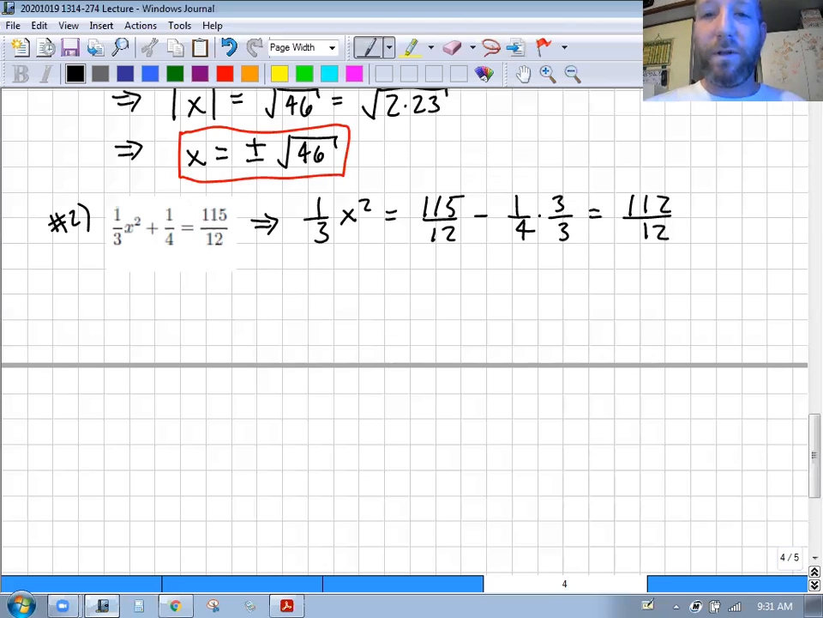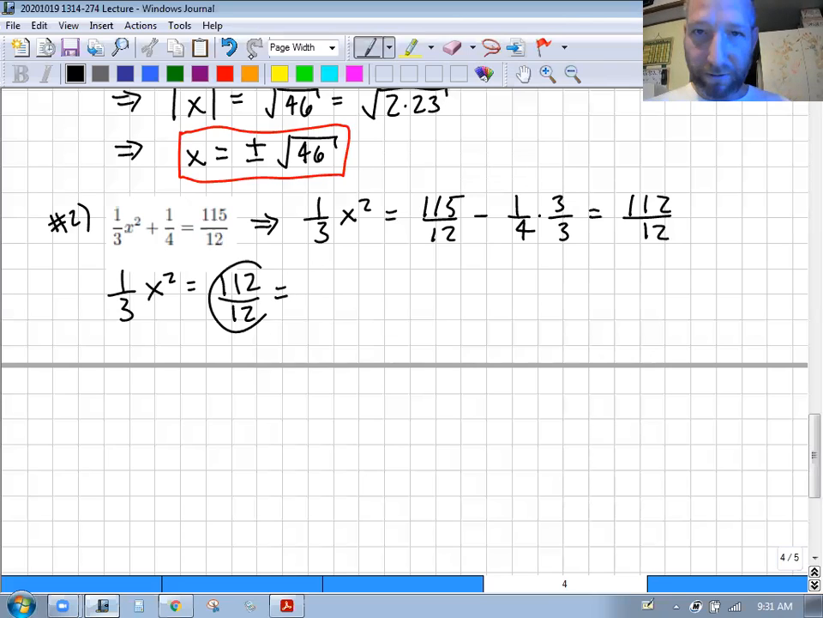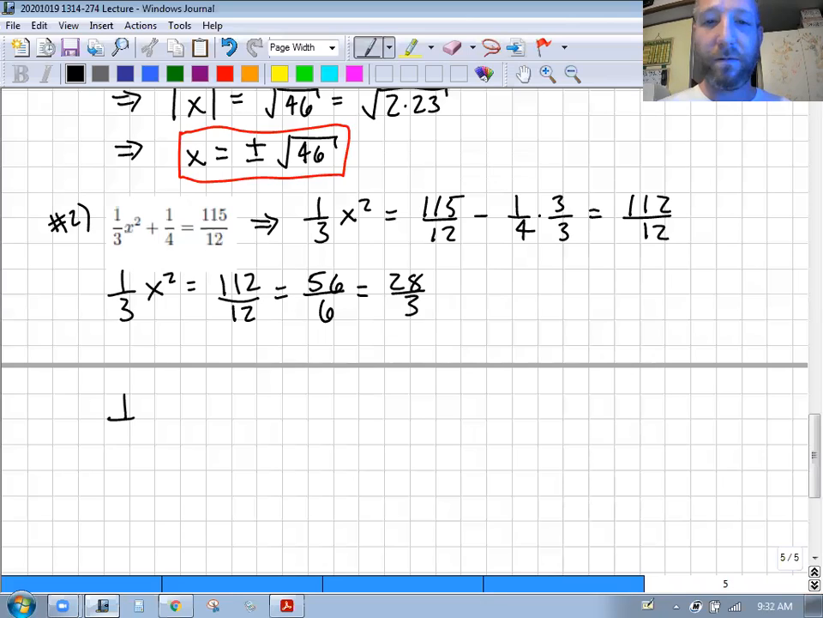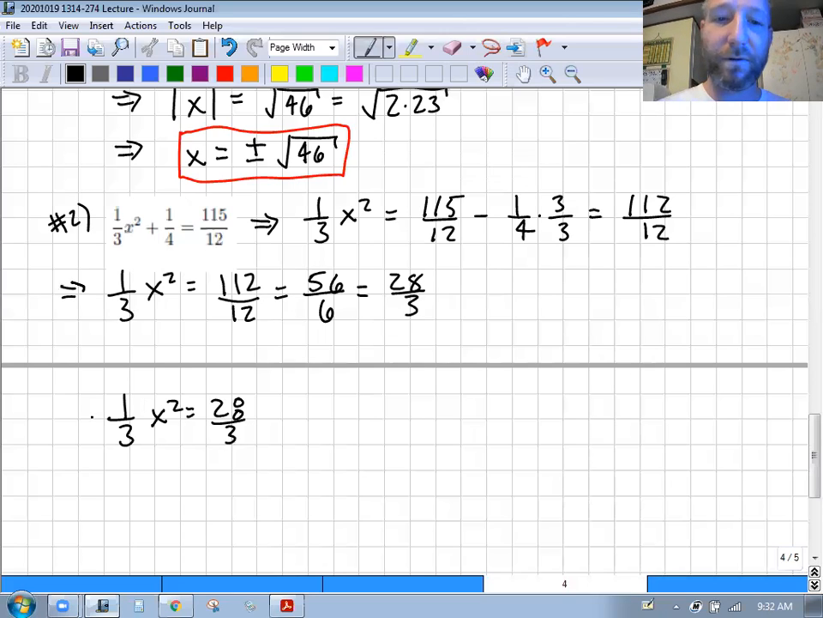So let's see if we got 1/3 x squared. We can reduce this, right? If we divide the top and the bottom by 2, this would be 56 over 6. We can reduce some more. This would be 28 over 3. So we have that, right?